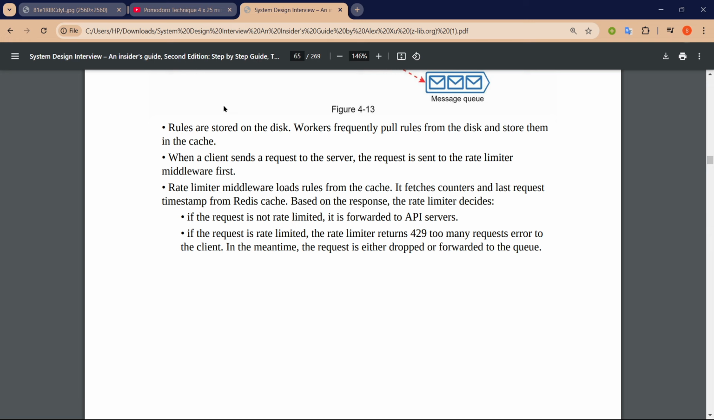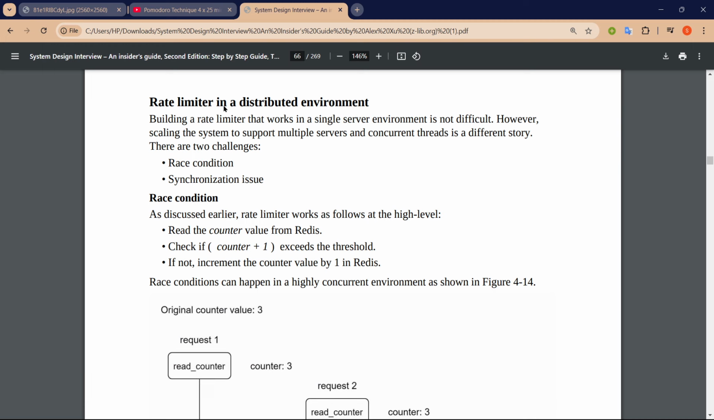When a client sends a request to the server, the request is sent to the rate limiter middleware first. The rate limiter loads rules from the cache, but the counters and timestamps are fetched from Redis. ये तो समझ आ गया था पहले. Rate limiter in a distributed environment.